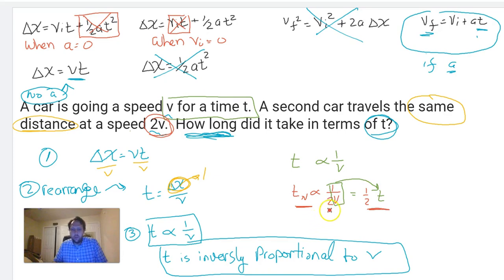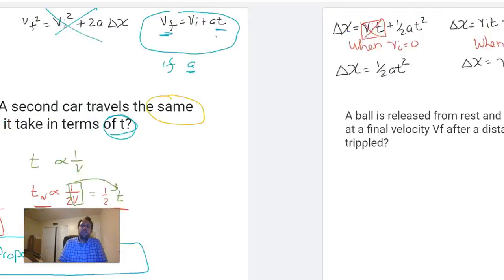The other thing that you can sometimes do, you've got t is proportional to 1 over v. What if you just replaced the v with 2? Your answer is going to be a 1/2. It's an effect of 1/2 as much. You can sort of see that there.